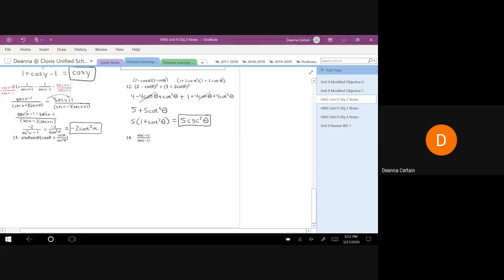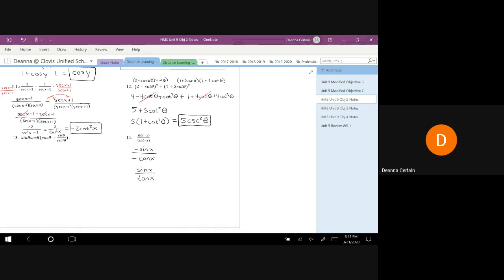And so what I could do down here if I wanted is right now rewrite the sine of negative x as negative sine x and the tangent of negative x as negative tangent x. Nice thing about this is it will allow the negatives to simplify, leaving me with sine x over tangent x. If you don't take that step now, you will have to towards the end of the problem.